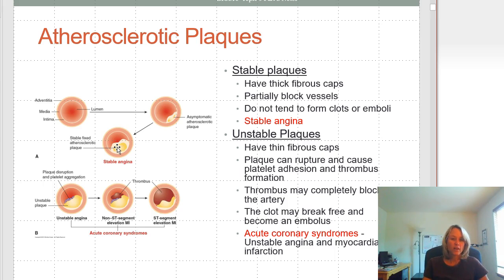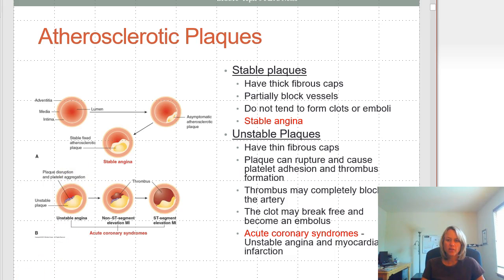And then if you rested, or you took nitroglycerin, which causes vasodilation, or rested, which would reduce the demands of the heart for oxygen, then that chest pain would lessen because the angina was stable.